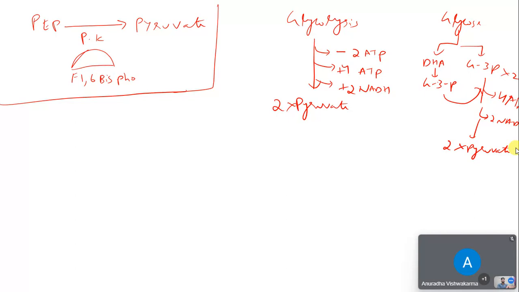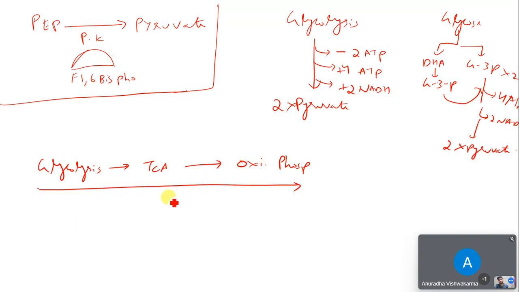The next step after glycolysis is the TCA cycle, and then oxidative phosphorylation. For this entire step to occur, what do we need? I mentioned two most important things: one is oxygen and the other is mitochondria.